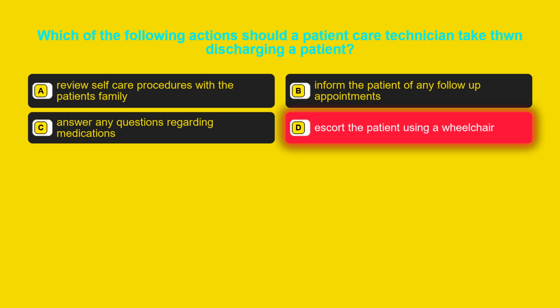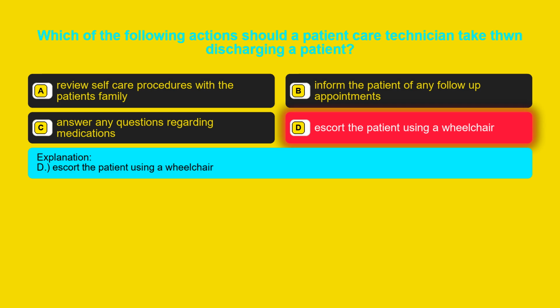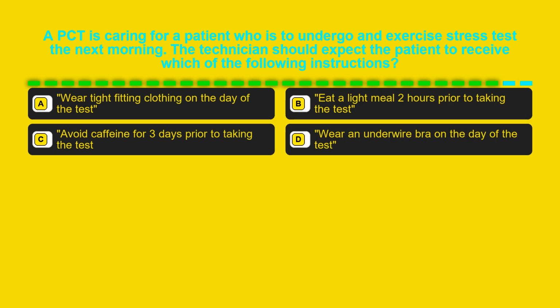The correct answer is option D. Escort the patient using a wheelchair. Question 56. A PCT is caring for a patient who is to undergo an exercise stress test the next morning. The technician should expect the patient to receive which of the following instructions?